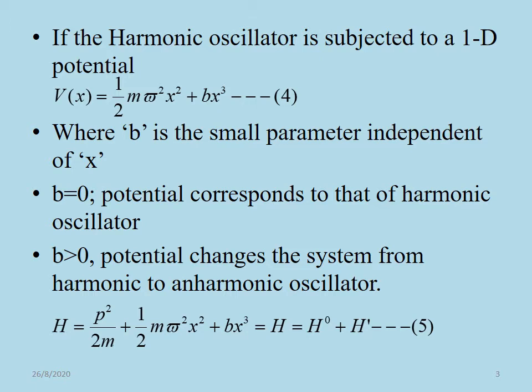So if that is the case, for this potential, the Hamiltonian H is equal to p squared divided by 2m plus half m omega squared x squared plus bx cube. So the first two terms give H naught and the next one is H prime. So it is H naught plus H prime.